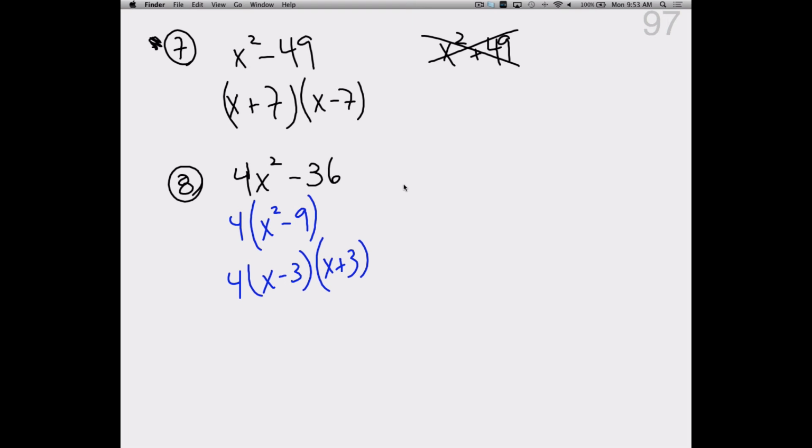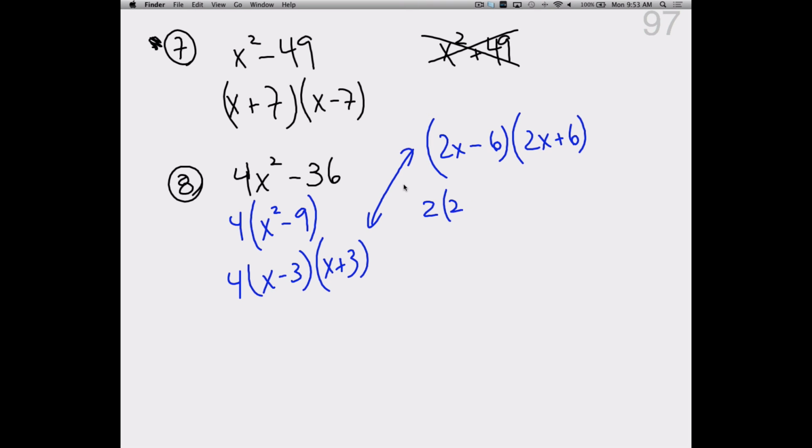However, walking around the room, I did see a couple people do it differently. Is 4x squared a perfect square? Yeah. What's the square root of 4x squared? 2x. Is 36 a perfect square? Yes. Square root is 6. These are different. How do you resolve that? You've got to take a 2 out of each of these because this isn't factored completely.